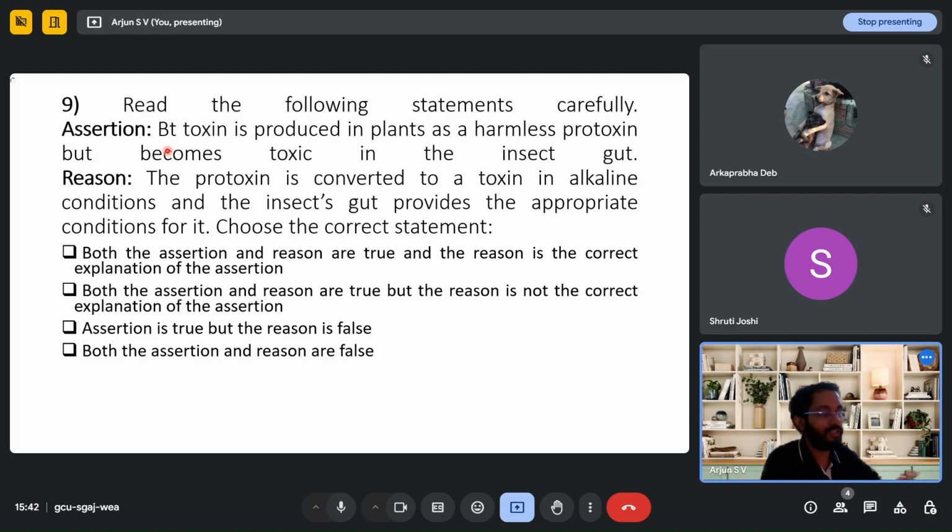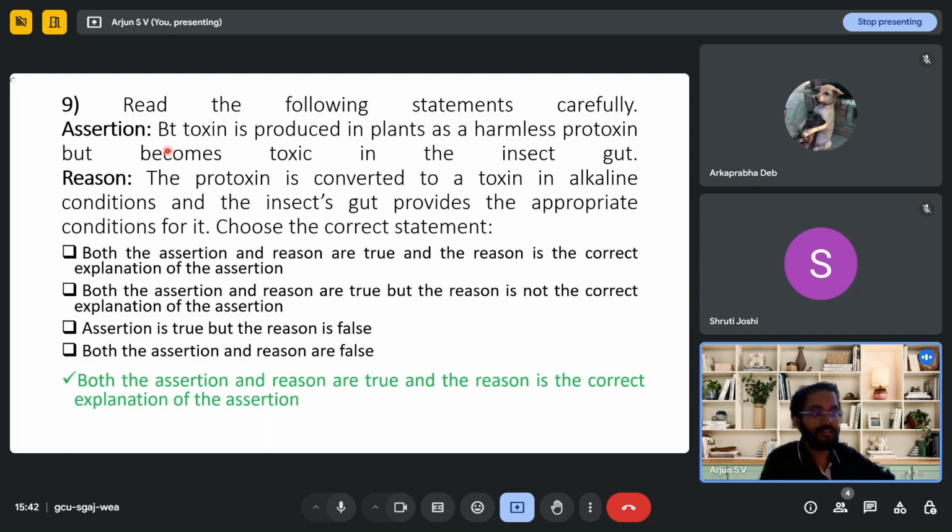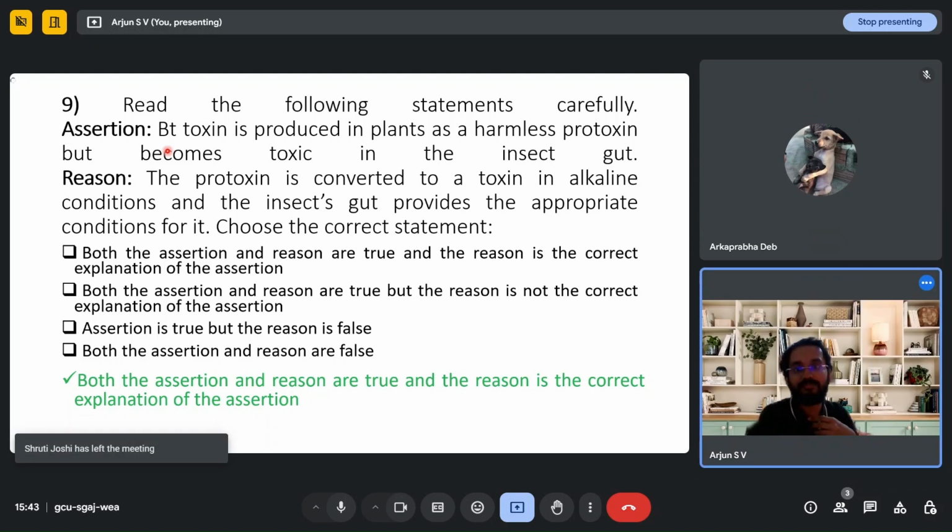And this is also a pretty straightforward question that we saw from the lectures, and that is both of them are true, and the reason is the correct explanation for the assertion. That is, the Bt bacteria is producing the protoxin, and once it goes into the insect's gut, which is alkaline in condition, that converts the protoxin into active toxin. So it swells up the gut of the insect, which causes inflammation of the gut and causes the death of the insect. So pretty straightforward.